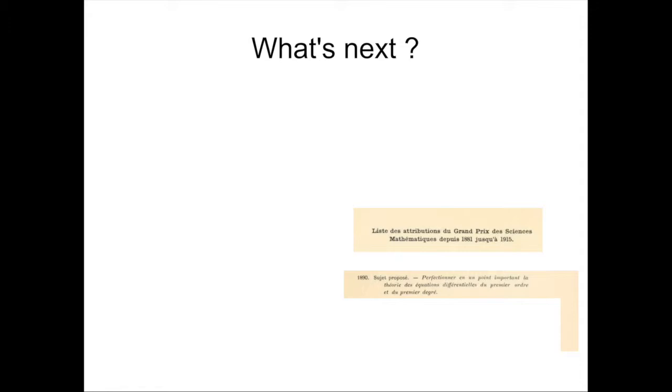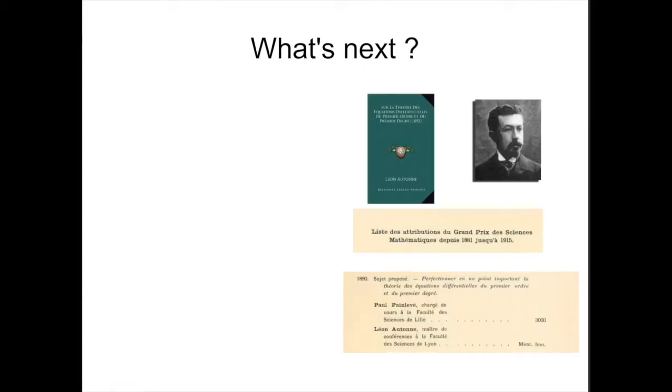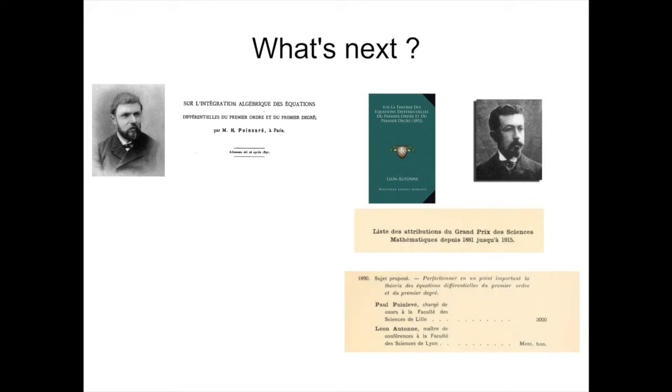Then of course, there were a lot of external incentives to pursue this investigation. For instance, it was one of the topics of the Grand Prix des Sciences Mathématiques in 1881: perfectionner un point important de la théorie des équations différentielles du premier ordre et du premier degré. So, perfecting the theory of differential equations of first order and first degree, no longer linear. There were two memoirs which received the prize for that, one by Pereira, another by Autonne.